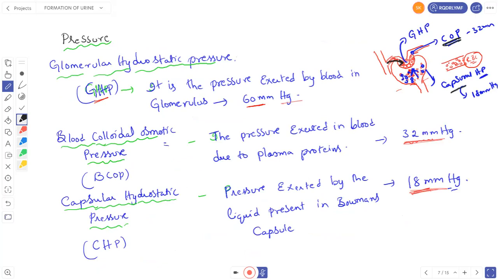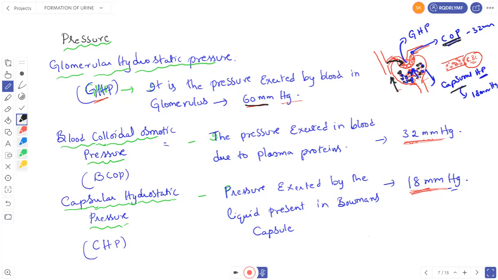So glomerular hydrostatic pressure is 60 millimeters of mercury. And blood colloidal osmotic pressure is exerted in the blood plasma due to the presence of plasma proteins, that is 32 millimeters of mercury. And capsular hydrostatic pressure is exerted here. That means in the lumen of the Bowman's capsule. Why? In the lumen of the Bowman's capsule, already some filtrate is present. That filtrate is having some pressure. That pressure is opposing the glomerular blood pressure, that is 18 millimeters of mercury.